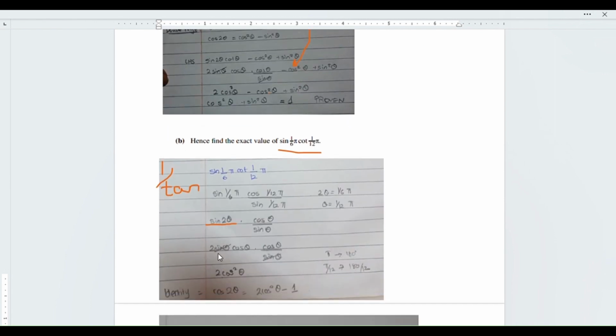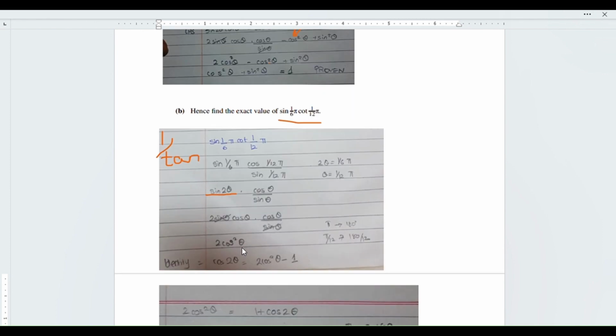Let me write this down. I've written sine 2 theta as 2 sine theta cos theta, and I can see that these two sine thetas get cancelled. Now I get 2 cos square theta, because these two cosines are getting multiplied together. Now I can directly evaluate this, but let me see what theta is. Theta is 1 over 12 pi. This angle is in radians, and I think they want the exact value. So putting this into the calculator might get a little bit tricky.